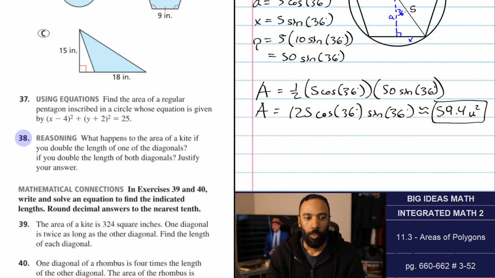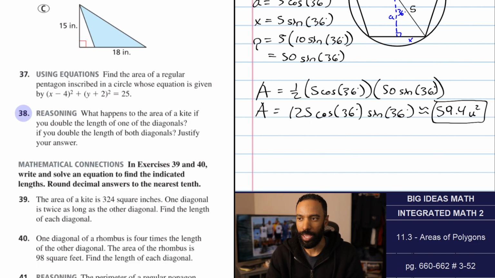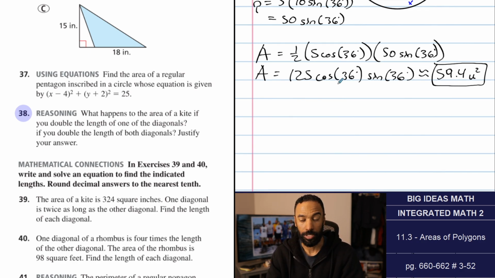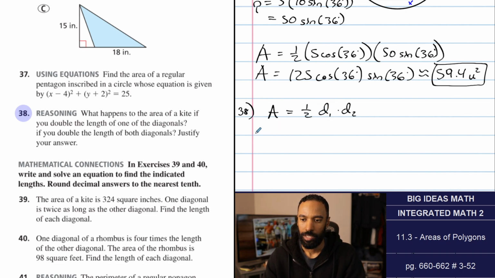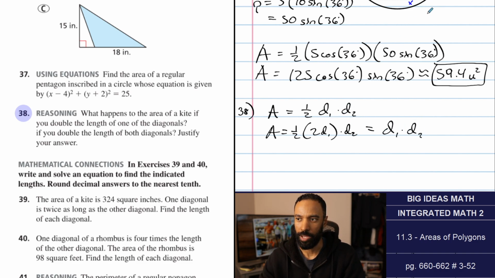Number 38. What happens to the area of a kite if you double the length of one of the diagonals? If you double the length of both diagonals, justify your answer. Well, let's figure it out. So 38, the original area is 1/2 d1 times d2, and if you double one of the diagonals, you get 1/2 times 2d1 times d2, which is d1 times d2. That's twice as big in area.